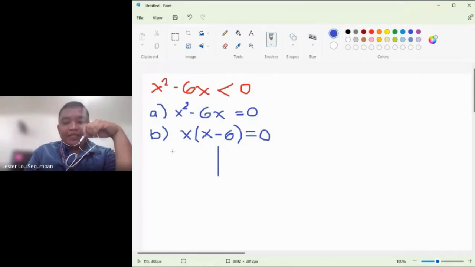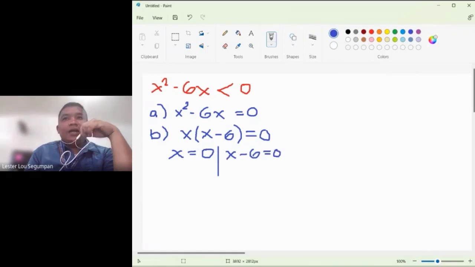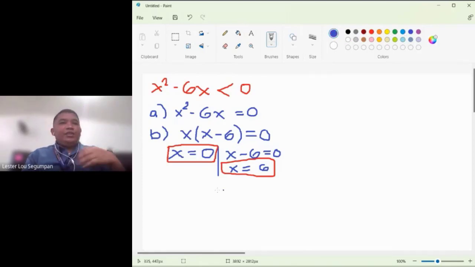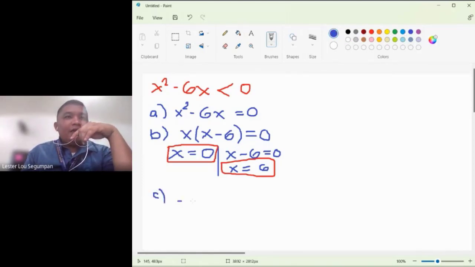So if we break this into 2 parts, x is equal to 0, and the other one is x minus 6 equals 0. What's the value for the next x? X equals 6. Transpose to the other side, x equals 6. So these are our roots, which we are going to plot on the real number line to determine our regions.